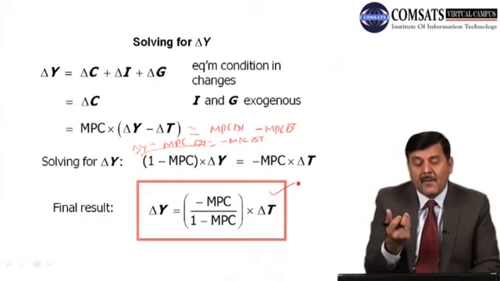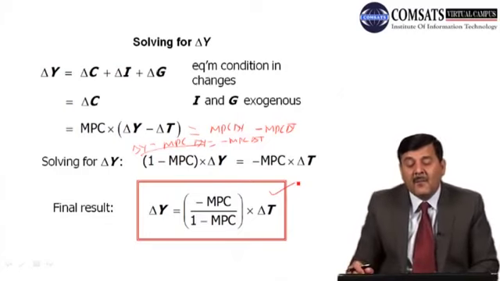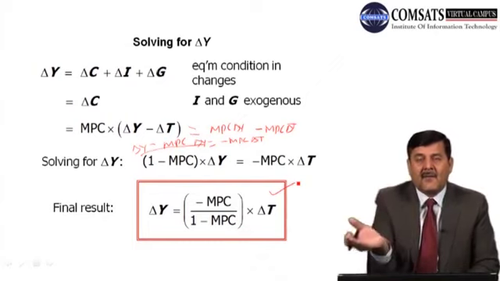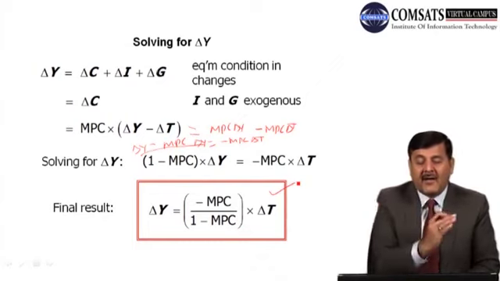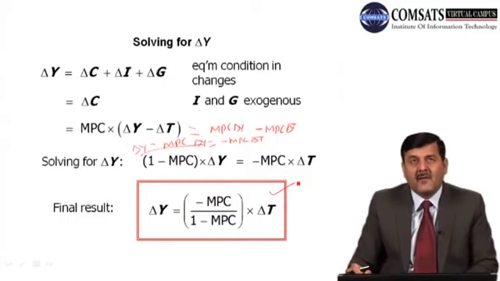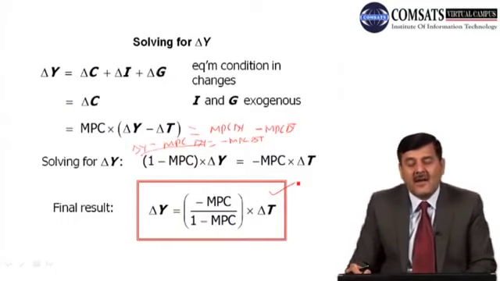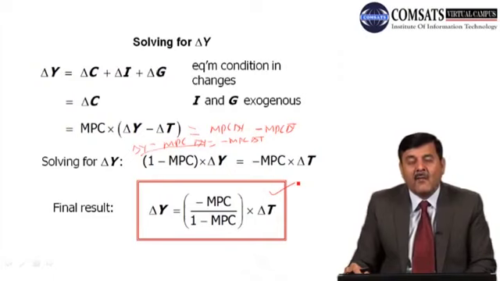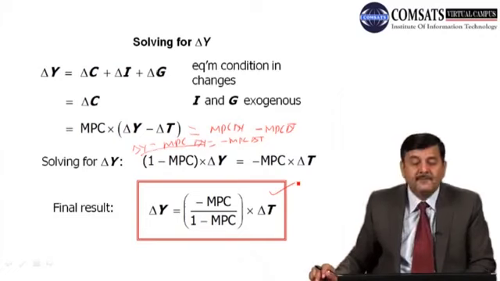And then if we multiply by MPC on both sides, we get delta C equal to MPC delta Y minus MPC delta T. Now just collect the terms of delta Y on the left side. We are left with 1 minus MPC into delta Y is equal to minus MPC into delta T. Just rearrange this equation. Delta Y will be equal to minus MPC over 1 minus MPC into delta T.